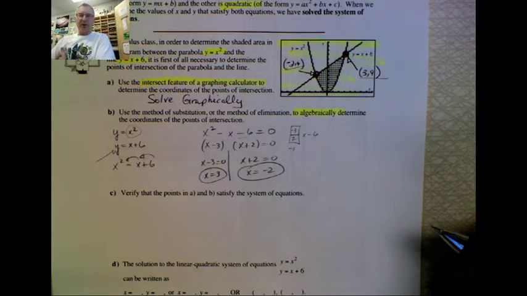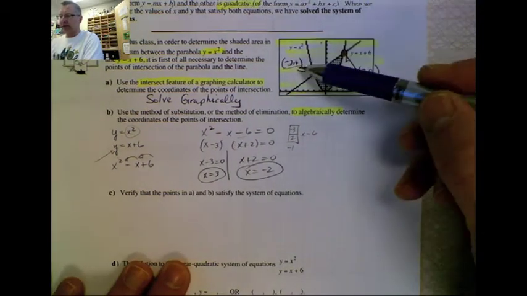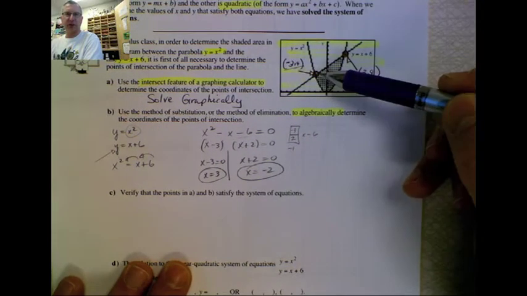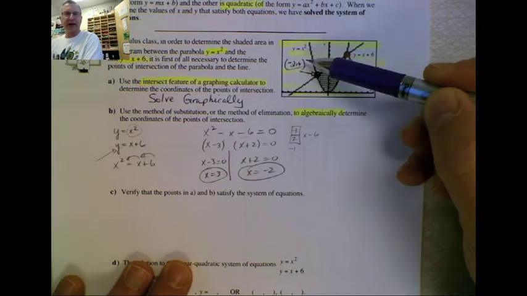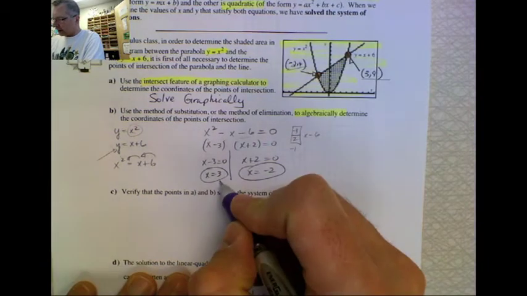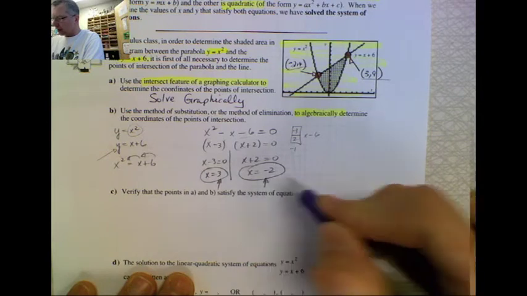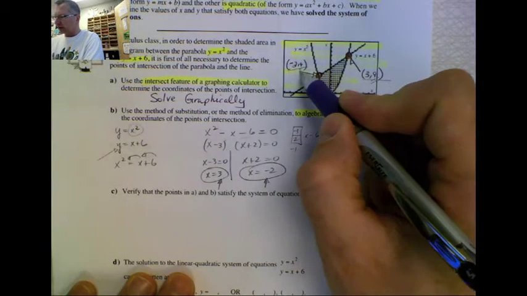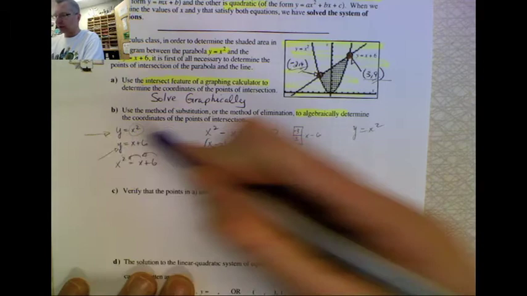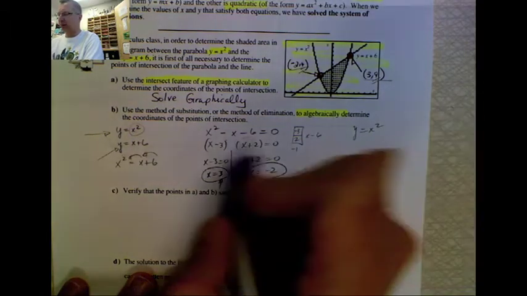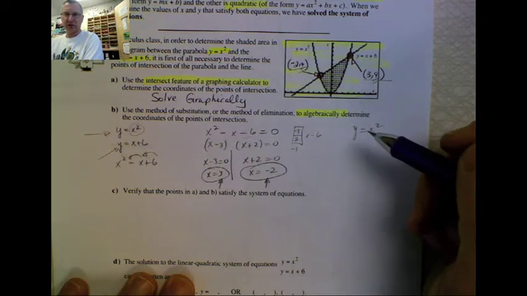Now that's only part of our solution. Remember, in a system of equations, you're looking for a point of intersection, so you're looking for an x coordinate and a y coordinate. I have two x coordinates, so how am I going to algebraically determine the y coordinates for these points? I'm going to use the equation y equals x squared, one of our original equations. It does not matter which of these two equations you use. I chose to use the first one.